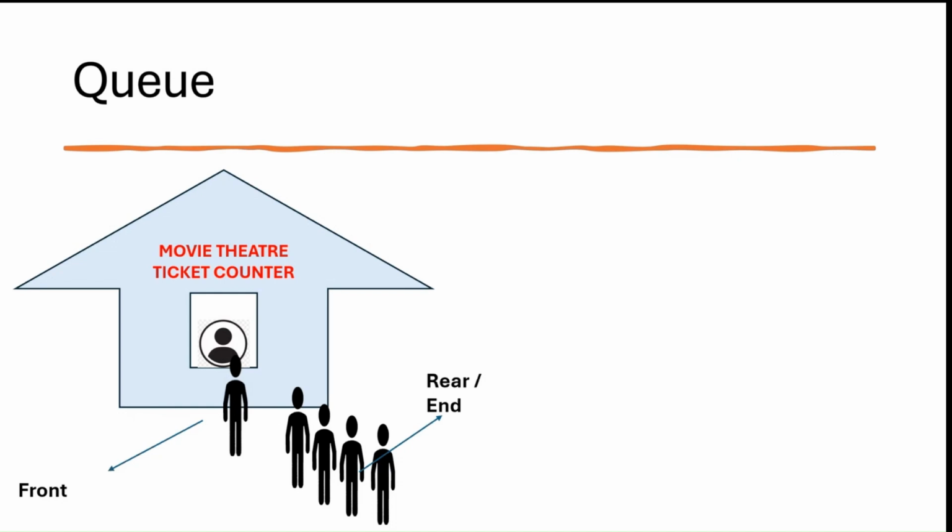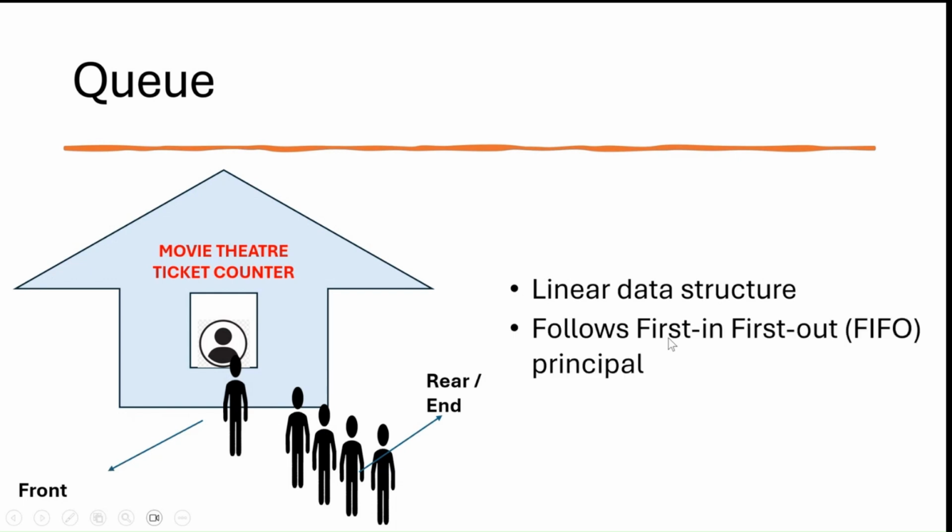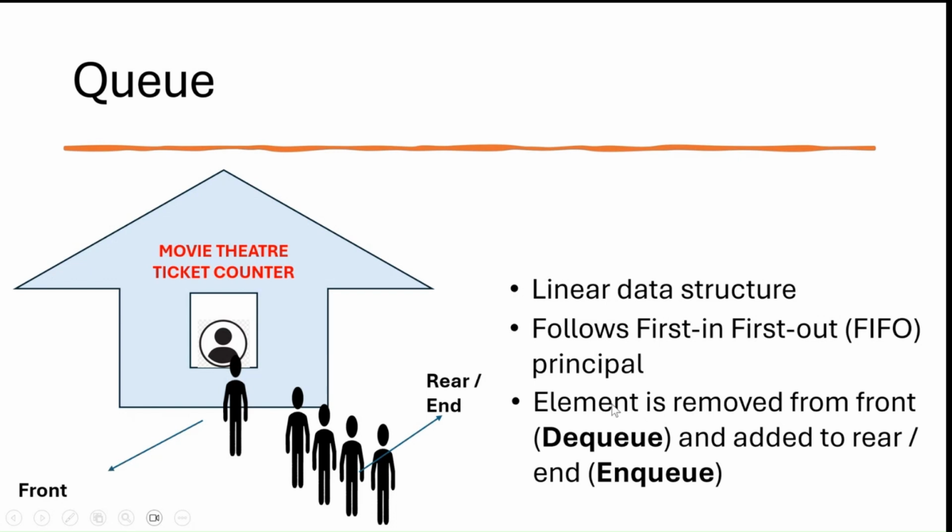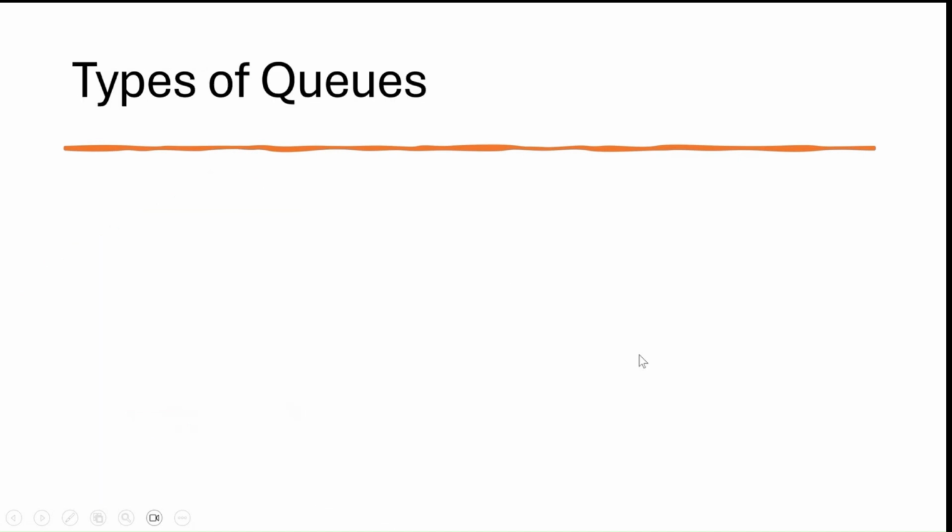So basically, as we saw, it is a linear data structure as each element is connected to one element, and it follows the first in first out principle. The person who was at the front got the ticket first, and the element is removed from the front or the beginning, and that operation is called a DQ. And if any new element or item gets added to the end, that operation is called an NQ, right? So let's understand the different types of queues.